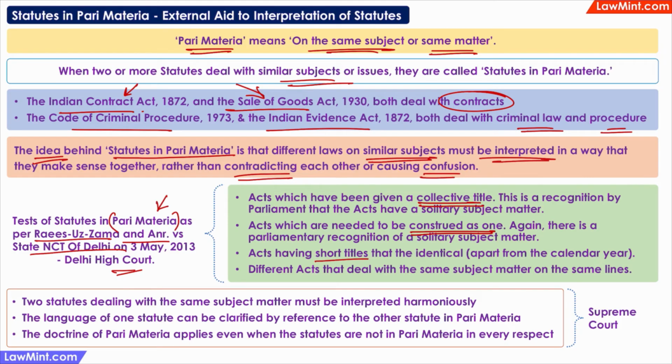Acts having short titles that are identical, apart from the calendar year. For example, the Finance Act 2020, the Finance Act 2021, 2022, 23, all of these have identical titles except for the year, which means that these statutes are in pari materia. Even the Companies Act 1956 and the Companies Act 2013 are statutes in pari materia since they have the same title but different years.